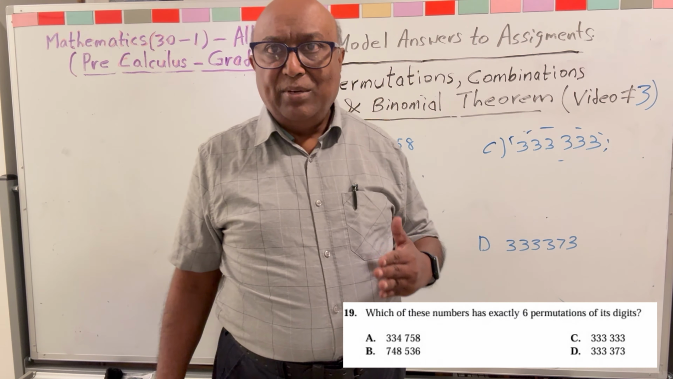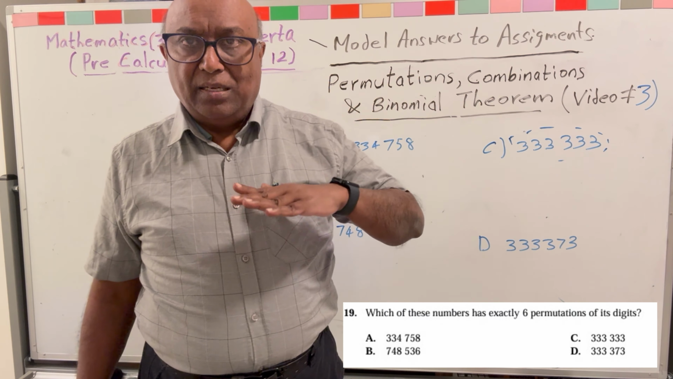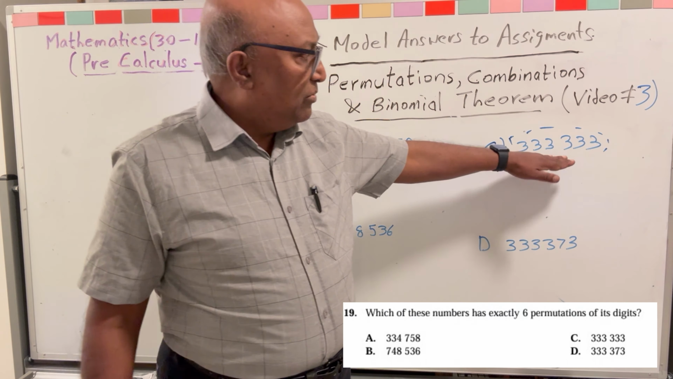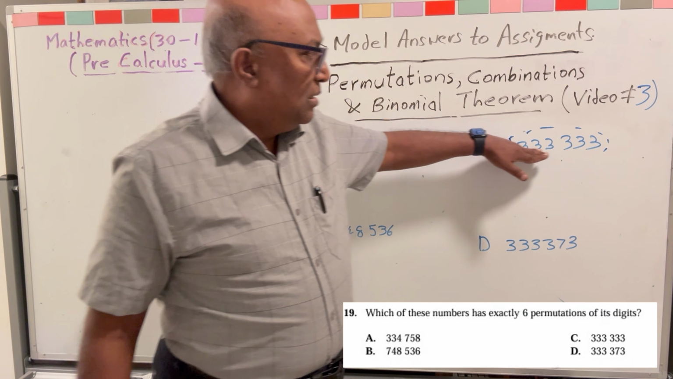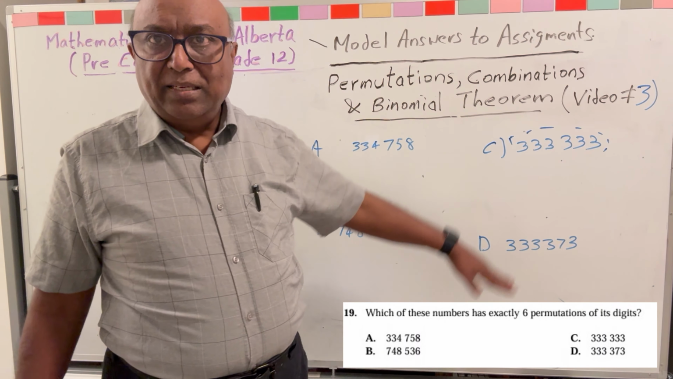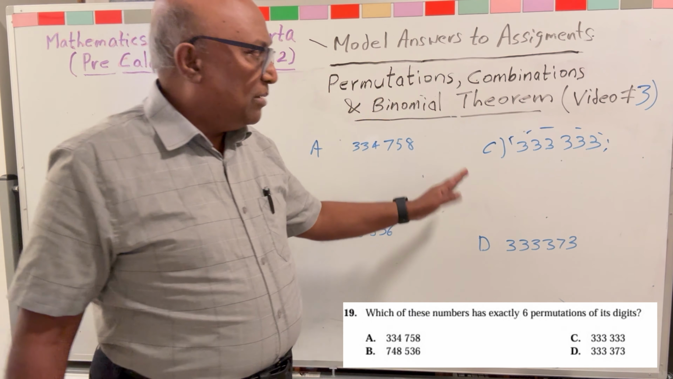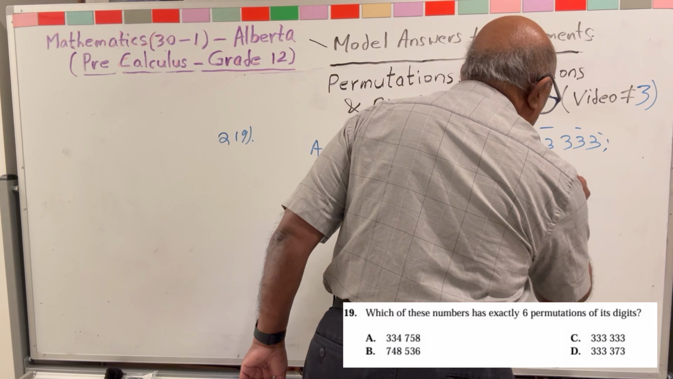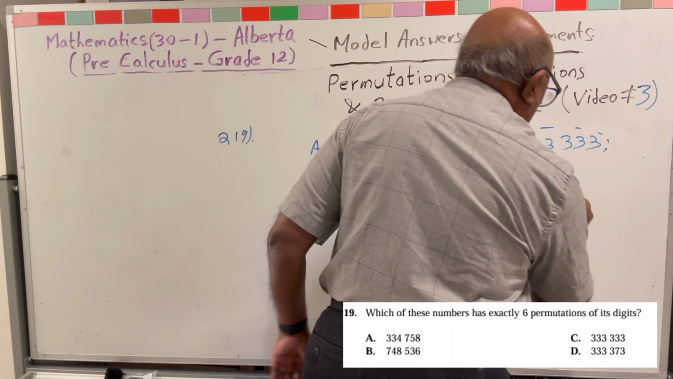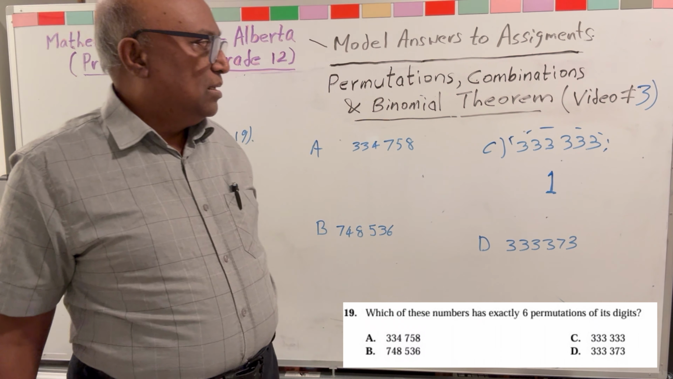What is the meaning of permutation? That means the number of different arrangements. But we cannot get different arrangements from here. Only a single arrangement is possible, no? That means right away the answer is 1. The number of possible arrangements is 1 for this.